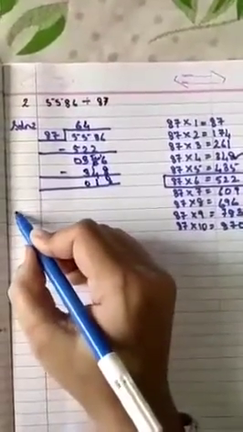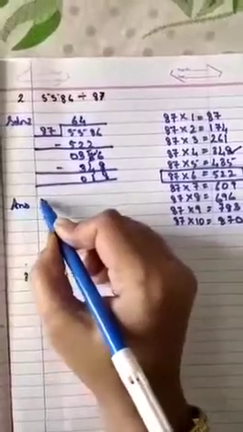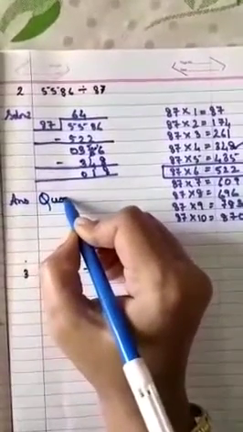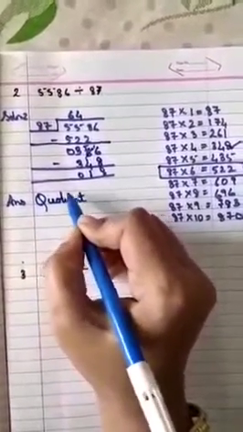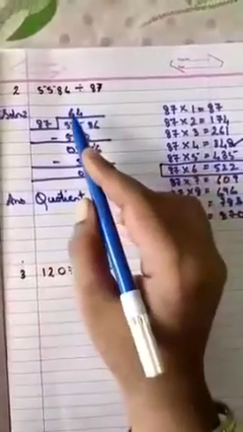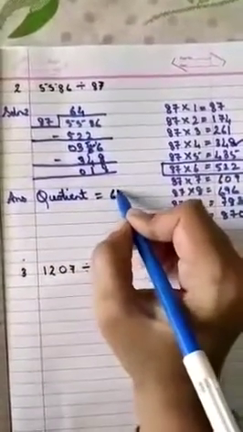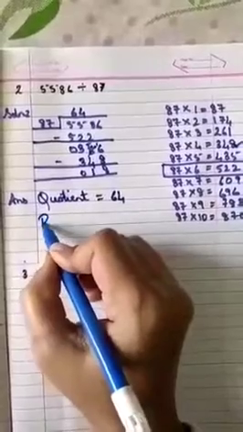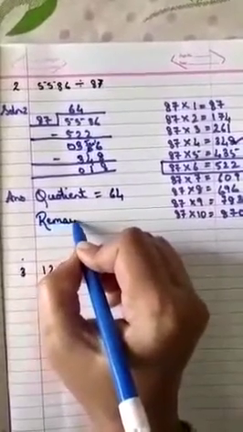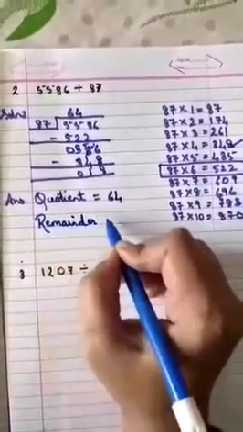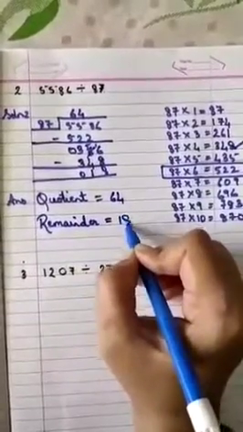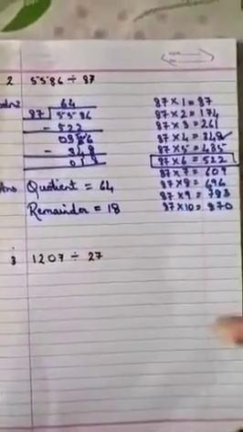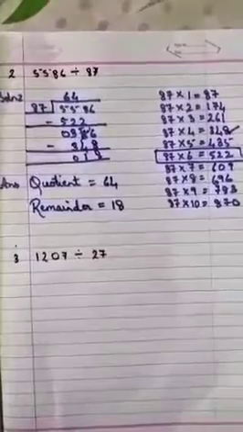So we'll write here the answer. What is the quotient here? 64. Remainder. What is the remainder? 18. Understood? Now we'll do the next sum.